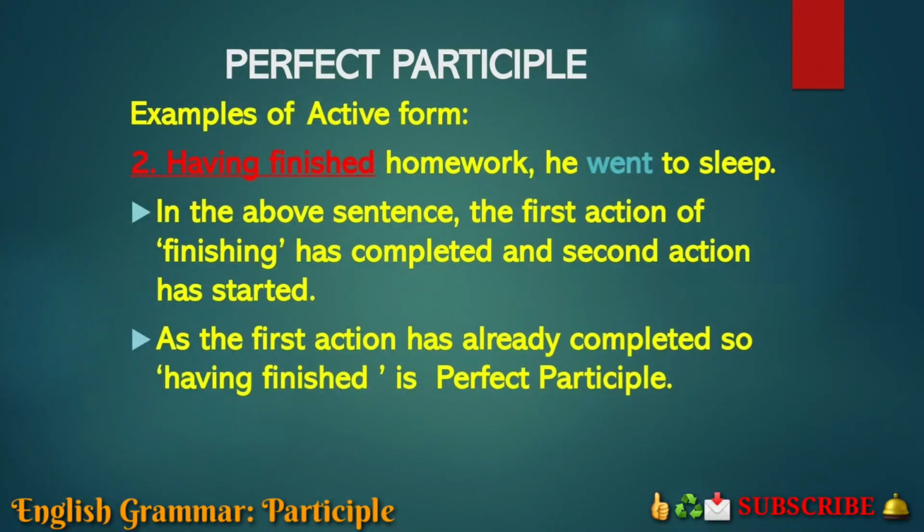Now one more example: having finished homework, he went to sleep. So in this sentence again, the first action of finishing has completed and the second action has started. So here, as I told you, the first action has completed, so having finished is a perfect participle here. Okay, students, have you understood this much? Very good. So now the active form of perfect participle is clear. Now we shall have some examples of the passive form of perfect participle.